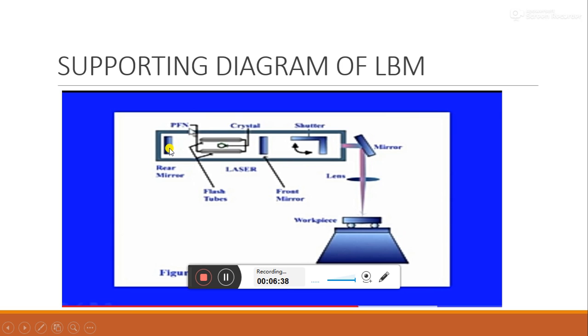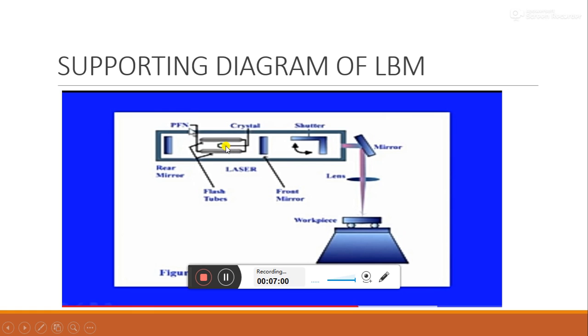Now here we can see that there is a rear mirror and a front mirror. What they do is, the laser beam that is produced from the crystal moves between these two mirrors, and it gets amplified.